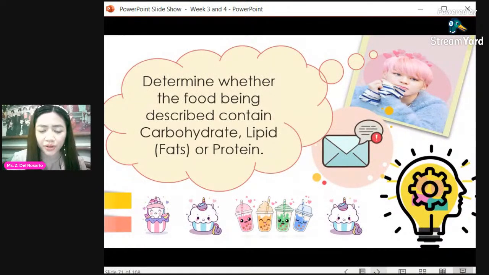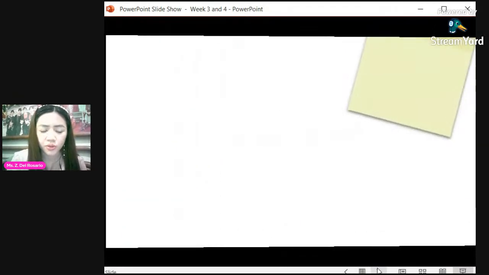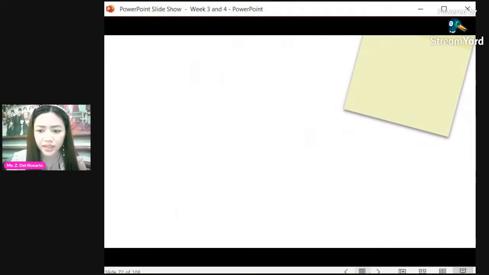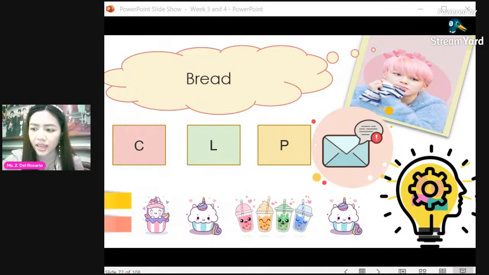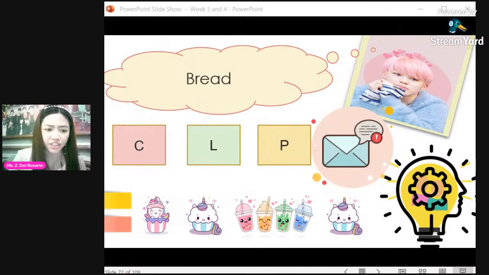This time, in our activity, try to determine whether the food being described or the statement being described contains carbohydrate, lipid or fats, or protein. To make it easier, you may just simply write down C, L, or P. Let's begin with this one. Bread. Is that C, L, or P? Carbohydrate, lipid, or protein? Let's see.